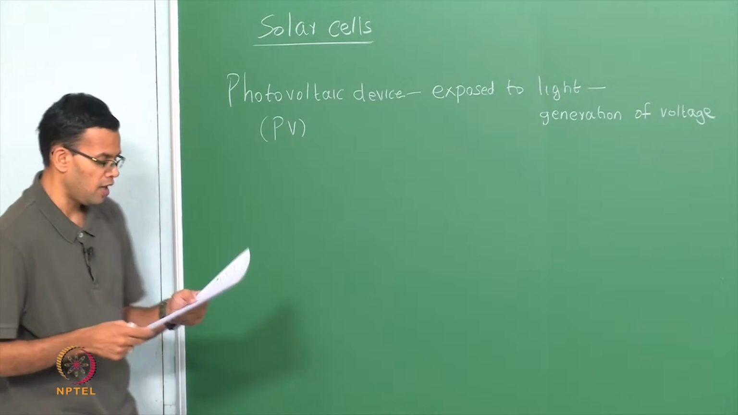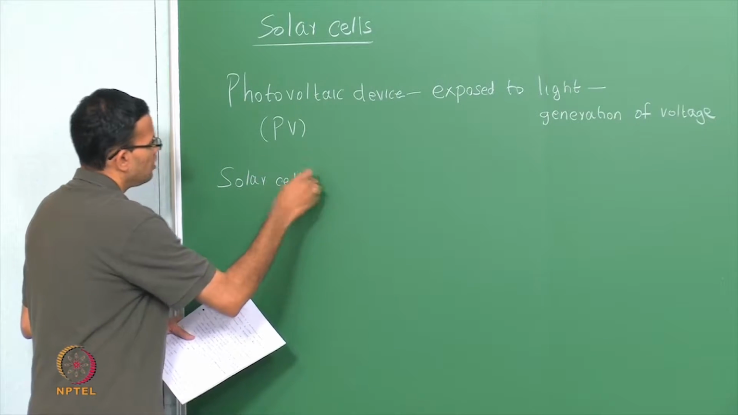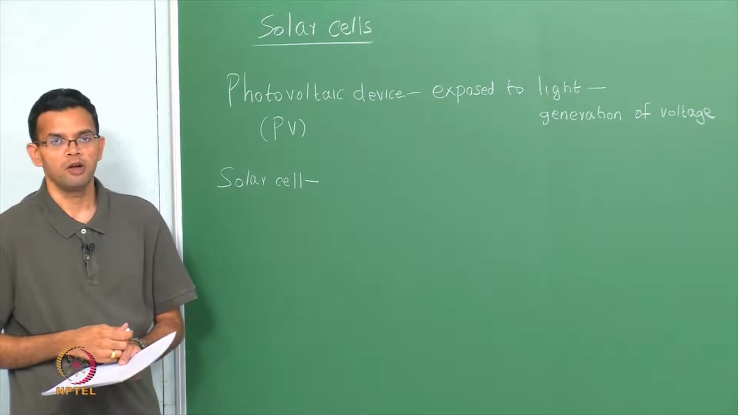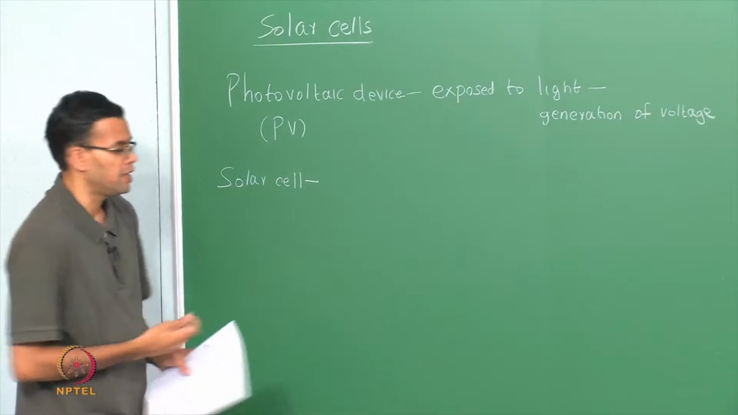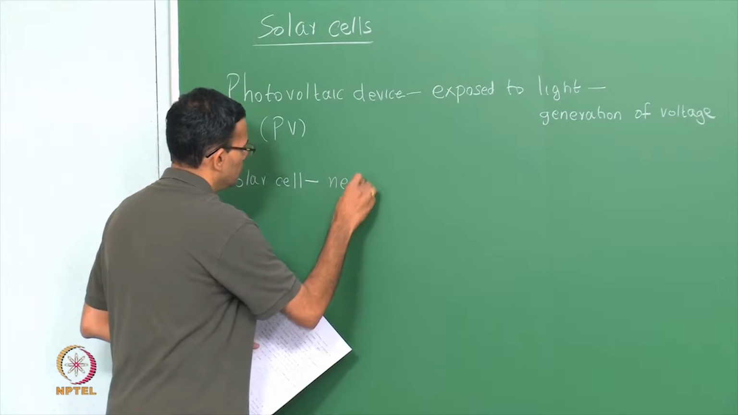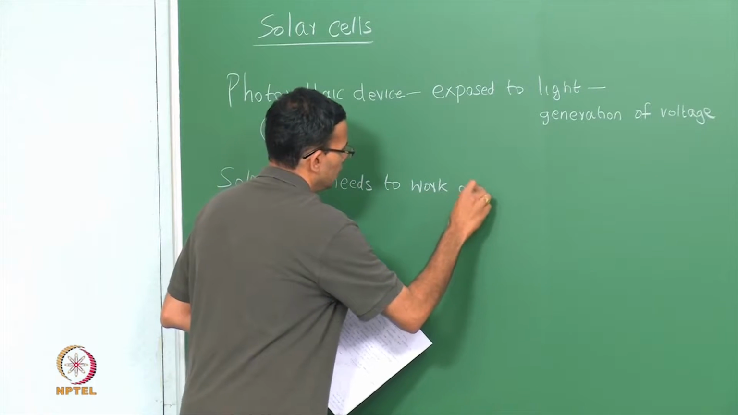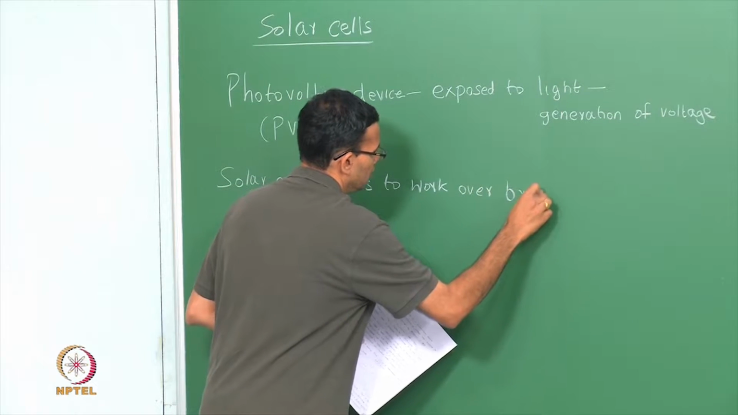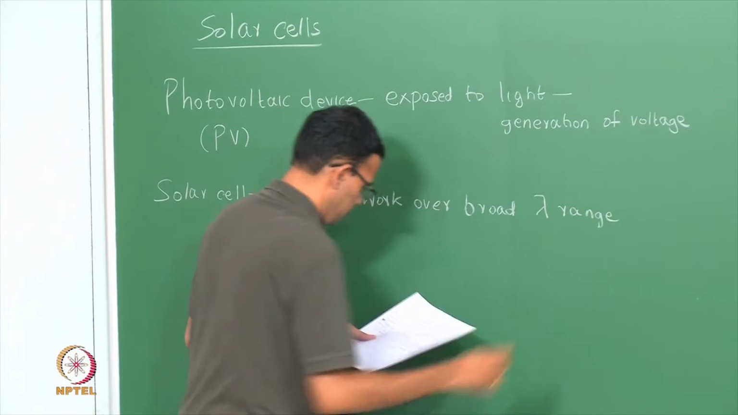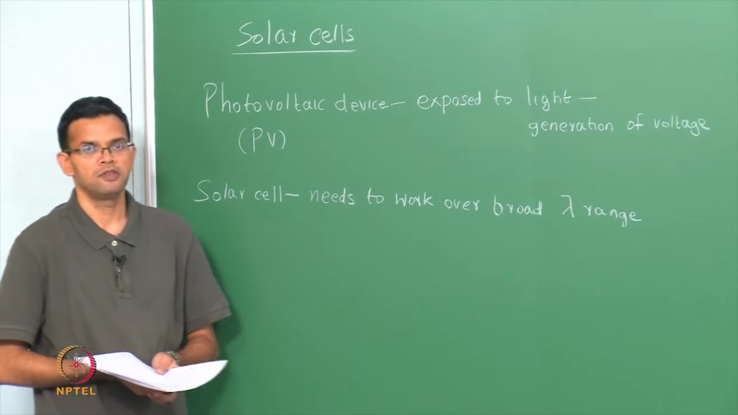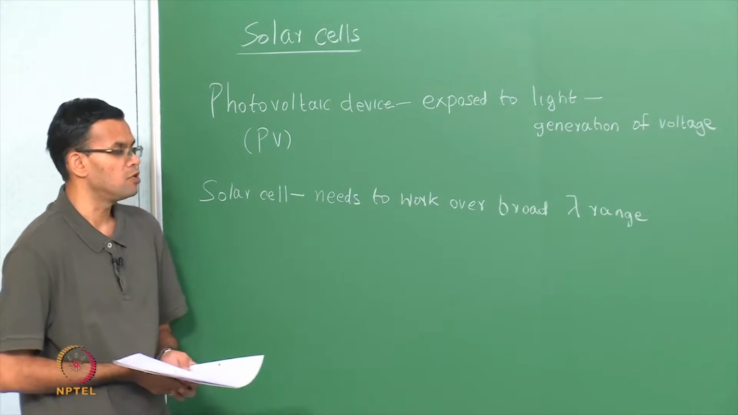In the case of a solar cell, we need the device to work over a broad wavelength range, and this wavelength range depends upon the solar spectrum. So that is the first crucial difference between a solar cell and a photodetector. The wavelength range is imposed by the spectrum.